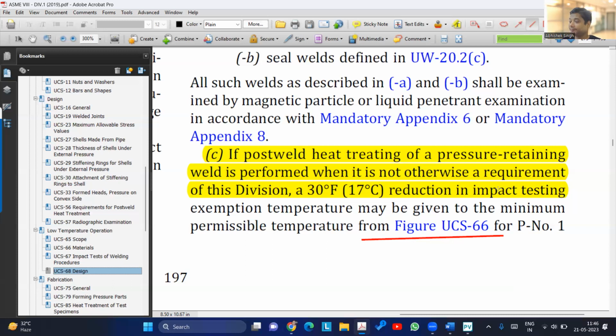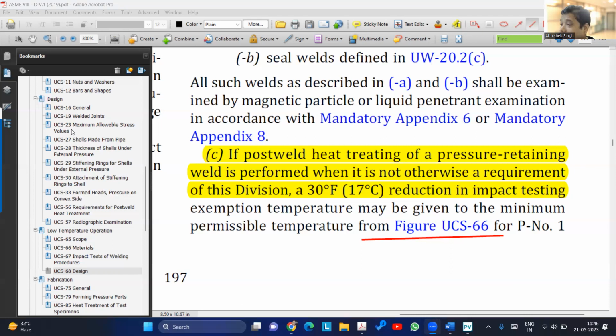Is it clear? Okay, I'll unmute. Yeah, Abhi. So the question is, is this clause only applicable for lethal and sour service? No, it is not saying like that. See, you may have a different reason for doing post-weld heat treatment. It's not lethal, it's not sour, still you are doing it. Maybe for reducing the hardness of the weld. Maybe the fiber elongation was more.